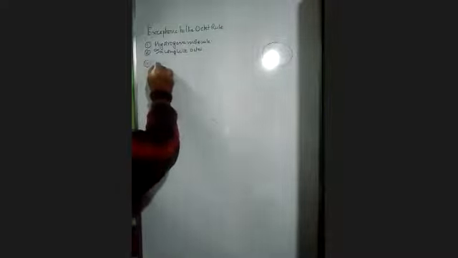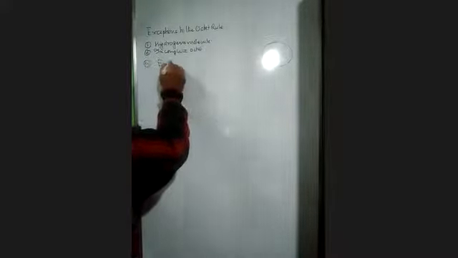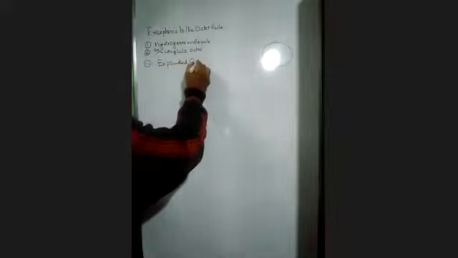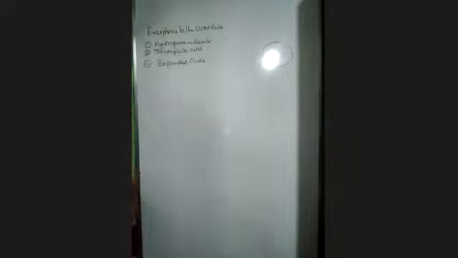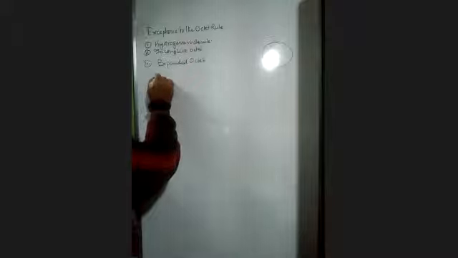Now we'll go for the third. It's called expanded octet. Okay, example I'll give you: PCl5.